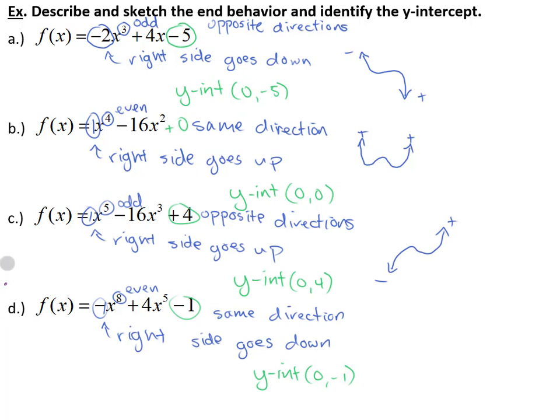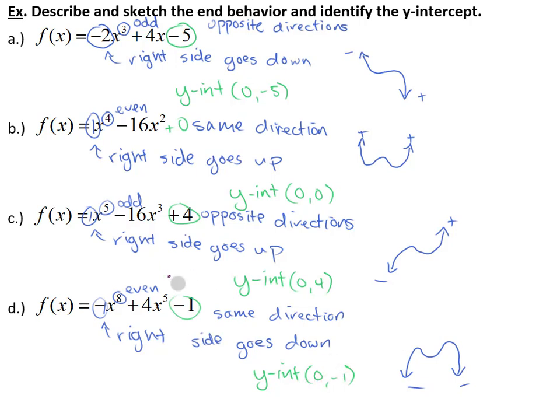All right, here we go. For C, you should have come up with they go in opposite directions. It is an odd degree function. My leading coefficient was positive, so the right side went up. And since they go in opposite directions, the left side must be going down. We also did have a constant, +4, so my y-intercept is 0, +4. For D, you should have come up with they go in the same direction and that the right side goes down. So if the right side goes down and they go in the same direction, they're both going down.